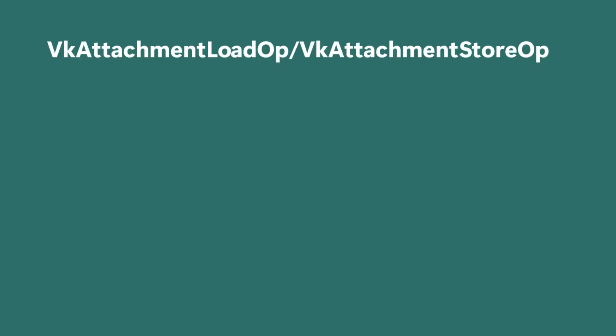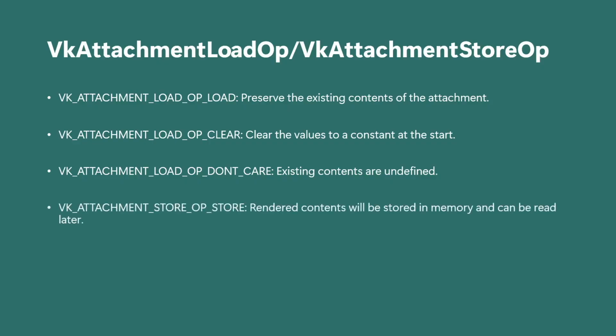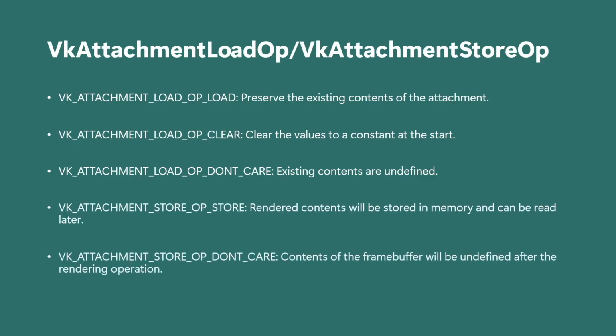I'm just going to quickly explain the VkAttachmentLoadOp as well as the VkAttachmentStoreOp. First we have load op load, which preserves the existing contents of this attachment. Then we have load op clear, which clears the values to a constant at the start. And finally for load we have load op don't care, where existing contents are undefined. Now for store we have two options, the first one being store: rendered contents will be stored in memory and can be read. And for the second one we also have don't care, where contents of the framebuffer will be undefined after the rendering operation.